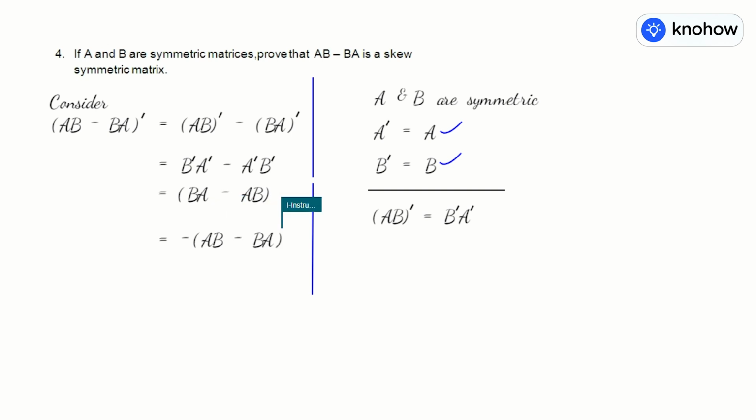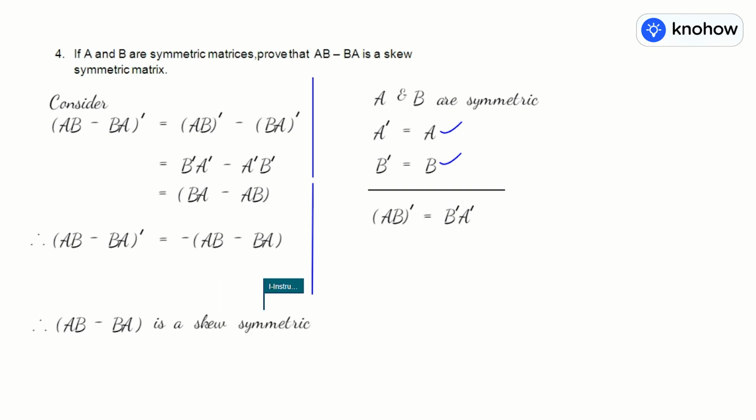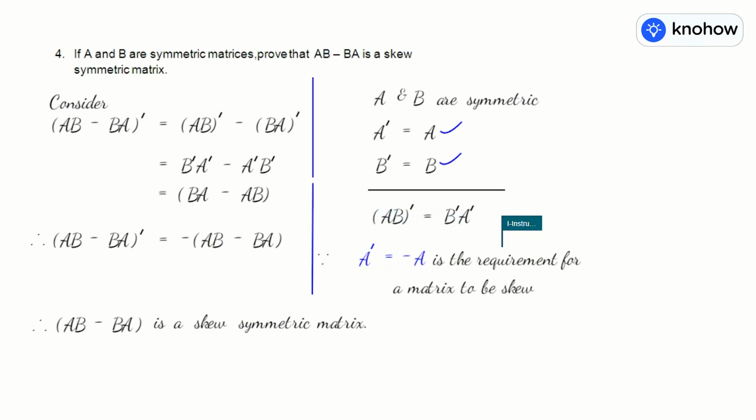So what have we proved finally? We proved that AB minus BA transpose is the negative times of itself. So we can immediately conclude that AB minus BA matrix is a skew symmetric matrix, because A dash equal to negative A is the requirement for a matrix to be skew symmetric. Okay, so we have proved it.